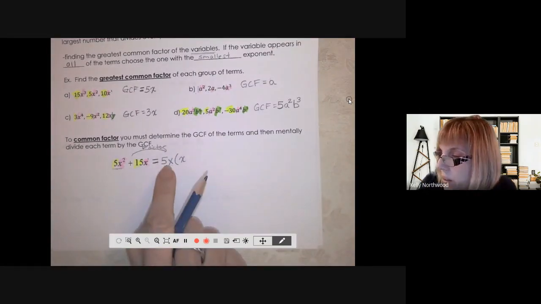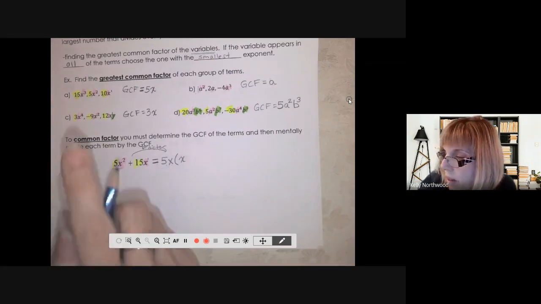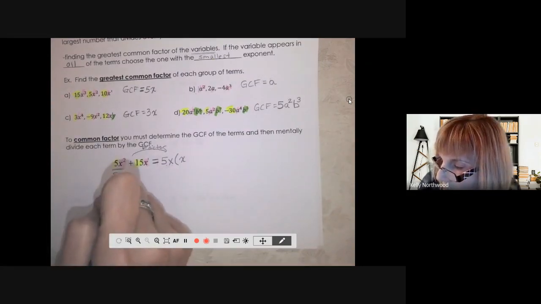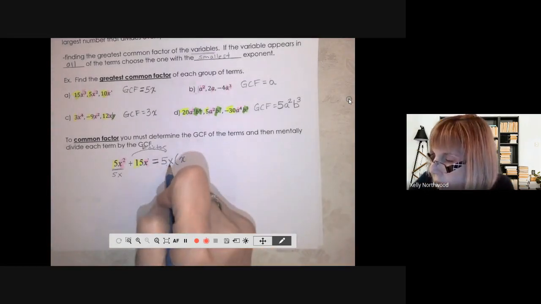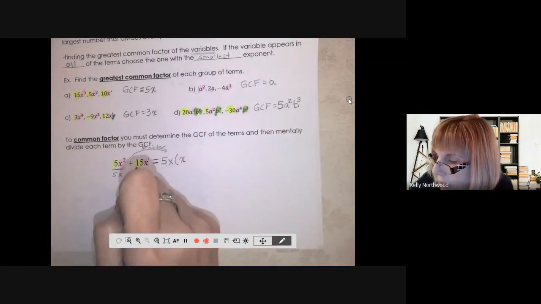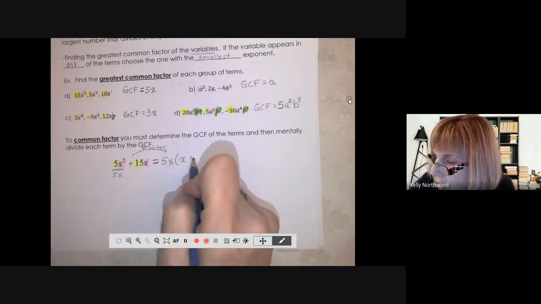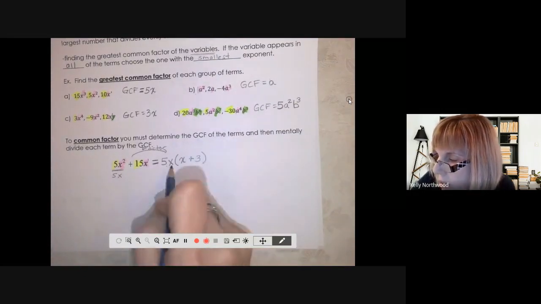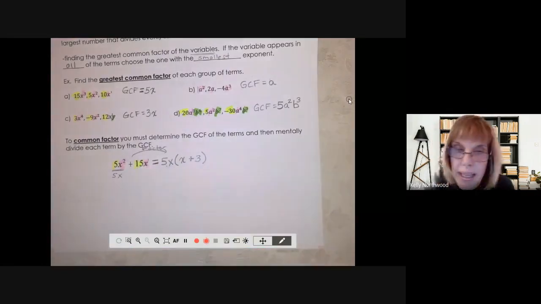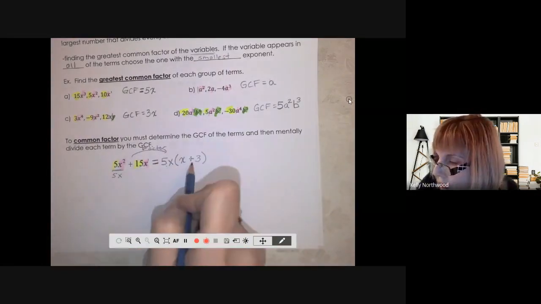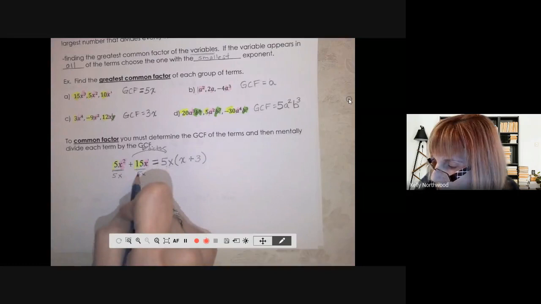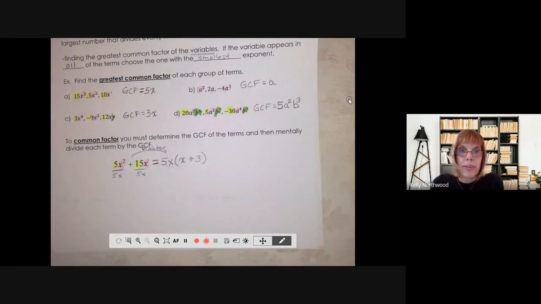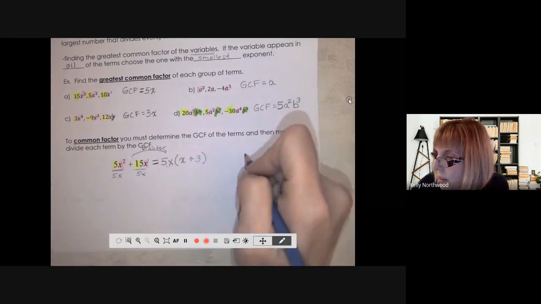The other way to look at it, if you don't know what you multiply 5x by to get 5x squared, is to think of dividing 5x squared by 5x. And if you do that, you'll get x. And then same thing here. What do I need to multiply 5x by to get positive 15x? That would be positive 3. And then you can check: 5x times positive 3 is 15x. If you weren't sure, you could think of dividing in your head 15x divided by 5x, and that would give you 3. Okay? So what we just did there was called common factoring.